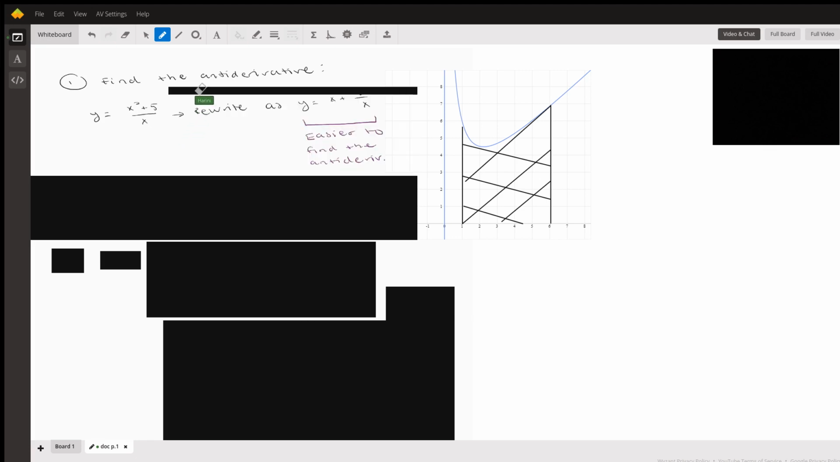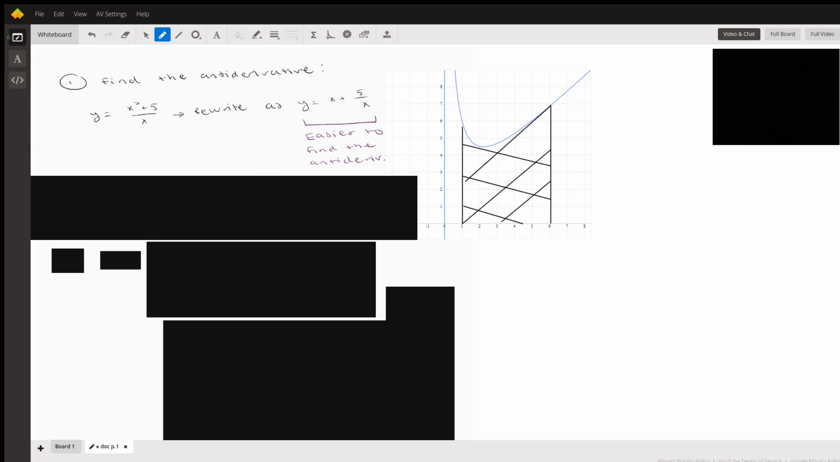But it's really just simplifying each of the terms in the numerator by dividing each of them individually by x, right? And so you can split it up as x squared over x plus 5 over x. And so you simplify that and you get x plus 5 over x as your function. And this is really just the same thing as x squared plus 5 all over x.